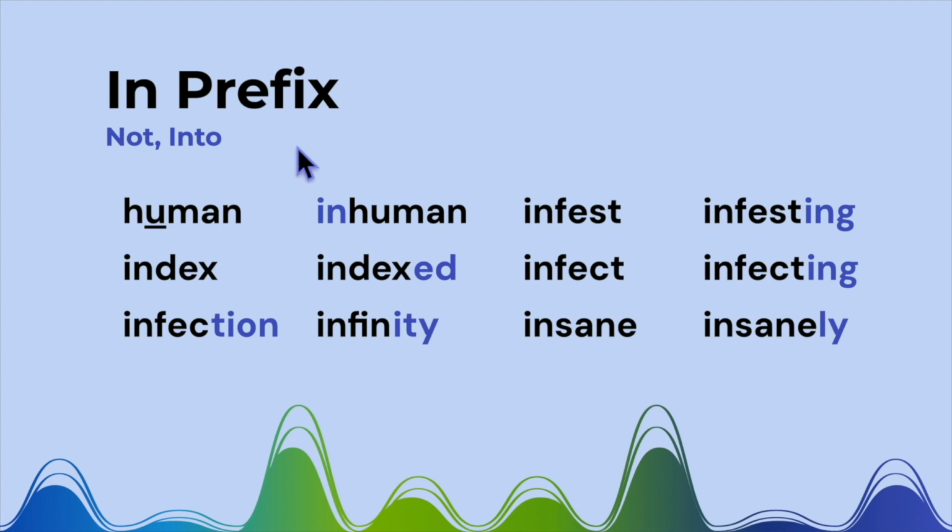Here are more words with the in prefix. This U is going to have its long U sound. Human, inhuman, infest. We can add suffixes, infesting, index. We can add the ed suffix to show its past tense. Indexed, infect, infecting, infection. Remember that tion is the suffix shun. Infinity, insane, insanely. If you don't recognize all of these blue suffixes, be sure to check out my top 19 English suffixes video.